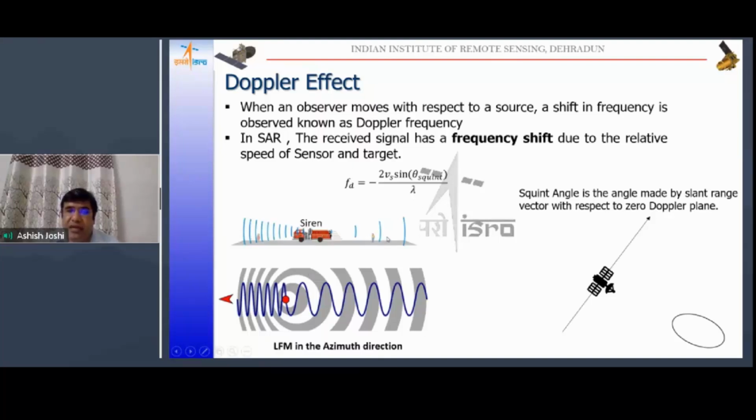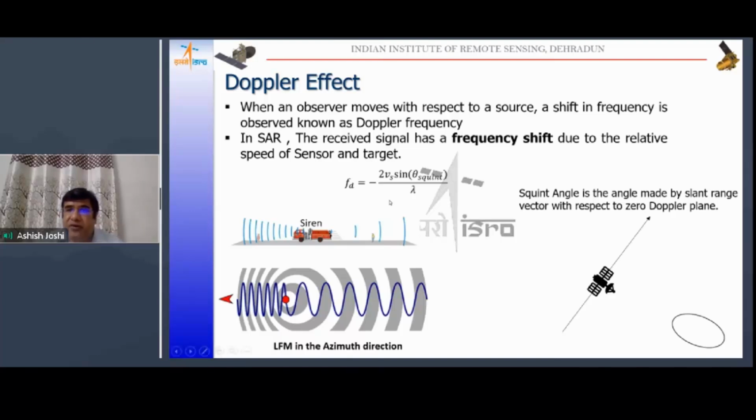In this diagram, we can see as this truck approaches the observer, it is observed with a higher frequency, and as it moves away, with a lower frequency. In this way, LFM is made in the azimuth direction due to the Doppler. This is called the LFM in the azimuth direction. What I have told, LFM means a wave which has a variable frequency. In this case, the variable frequency is made due to the Doppler effect.